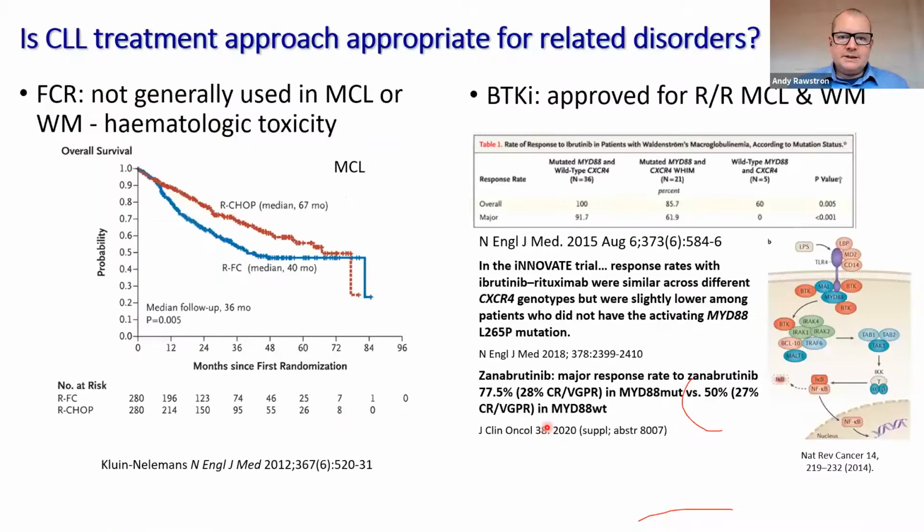The main disorders that we have to separate out from CLL would be mantle cell lymphoma and some other post-germinal center B cell type disorders such as Waldenstrom's, marginal zone lymphomas, and so forth that sometimes express CD5.